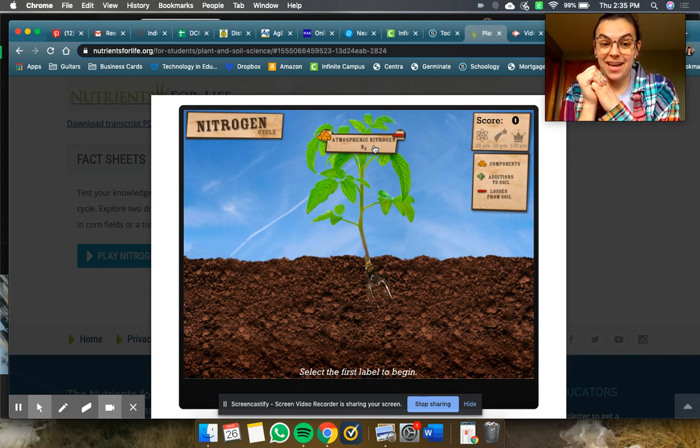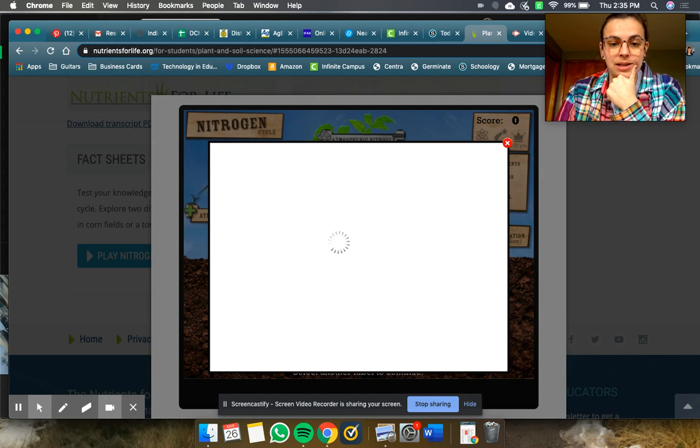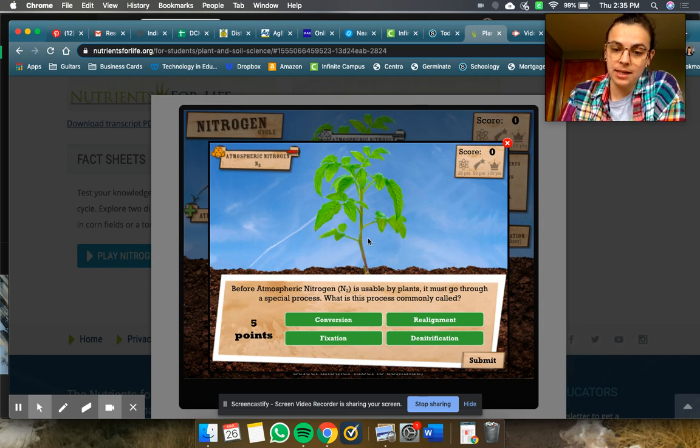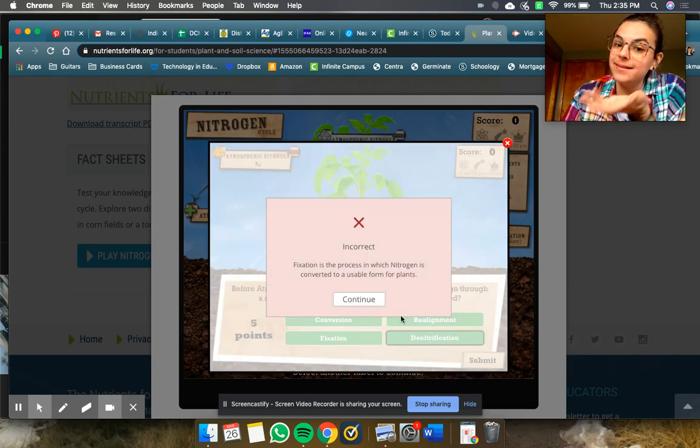Now, this is where reading those fact sheets is going to come into play, because you're going to have to answer questions like this one, if it'll load. Okay, so before atmospheric nitrogen is usable by plants, it must go through a special process. What is this called? And so that's what you have to know how to do. Okay, so we can click on the thing. It's not that. It's called fixation.